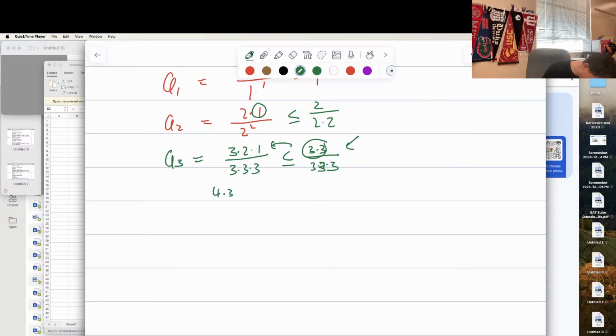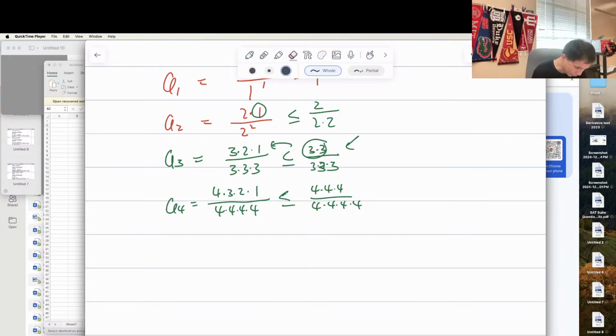Okay, so 4 times 2. No, I'm going to show you. Keep on showing you this. That's 4 times 3 times 2 times 1, and on the bottom 4 times 4 times 4 times 4. We know that this is the actual series, but it's going to be less than 4 times 4 times 4 times 4, because 4 times 4 is bigger than 3 times 2.